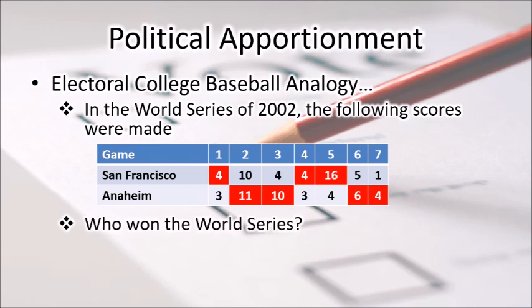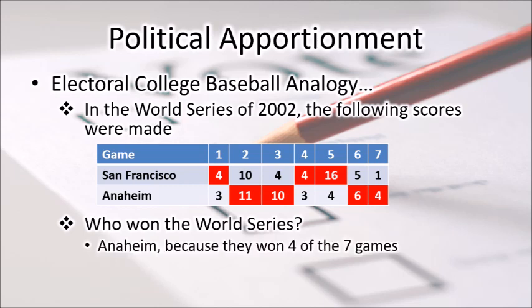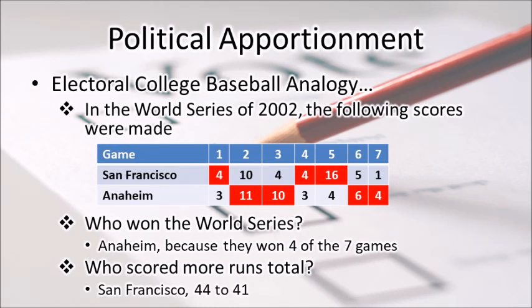So who won the World Series in this particular case? Well, naturally, everybody sees, well, Anaheim won 4 of the games, San Francisco won 3. Therefore, Anaheim won this World Series, and indeed they did. However, who scored the most runs? If we count up the number of runs that San Francisco made, we get a total of 44, whereas Anaheim only scored 41.